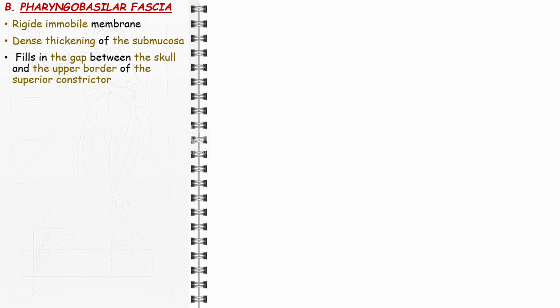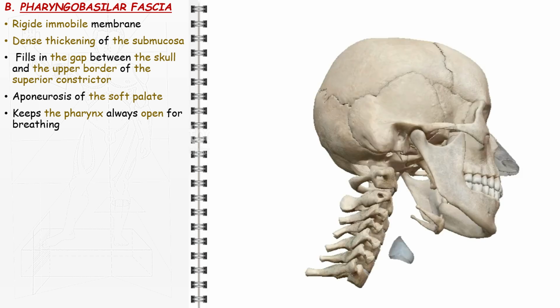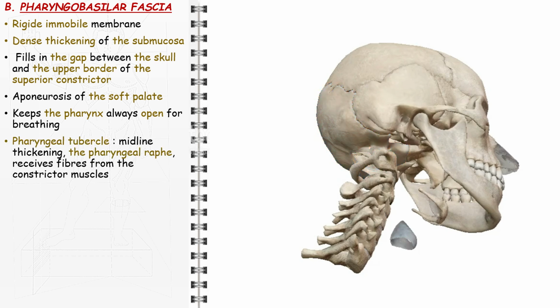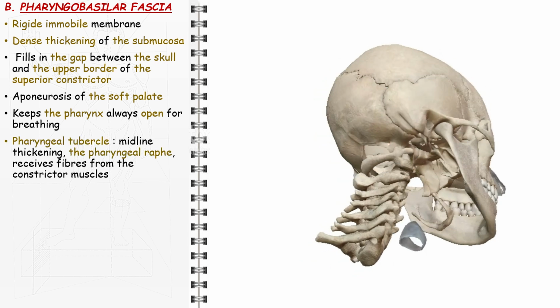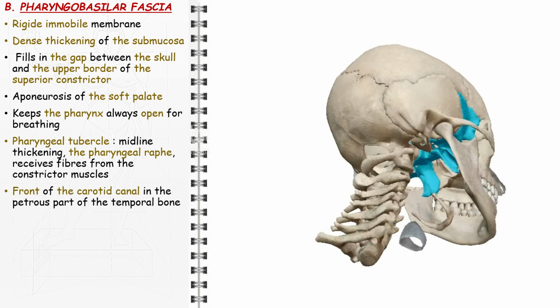of the soft palate. The pharyngobasilar fascia keeps the pharynx always open for breathing, although its resistance decreases from the top to the bottom, and it is continuous with the adventitia of the esophagus. On the pharyngeal tubercle is inserted the pharyngeal raphe, a midline thickening of the fascia that receives fibers from the constrictor muscles. The pharyngobasilar fascia is also inserted on the front of the carotid canal in the petrous part of the temporal bone and along the sphenopetrosal suture.